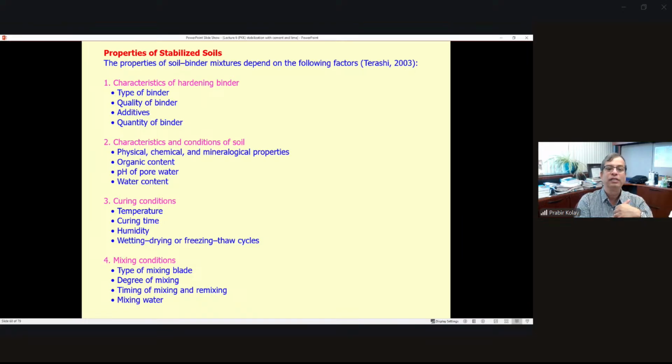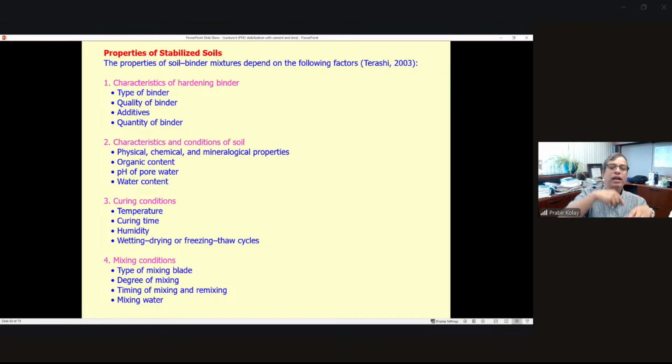The pH of the pore fluid is very important. You see the pH is increased when you use lime or cement, so the alkali reactions become much more reactive. Water content is important. Curing condition and temperature are important. Curing time is important, that's why strength gains with time: 7 days, 14 days, 28 days, 90 days if you study long term. Humidity is important, and the wetting, drying, and freezing time. So obviously, you check the durability.